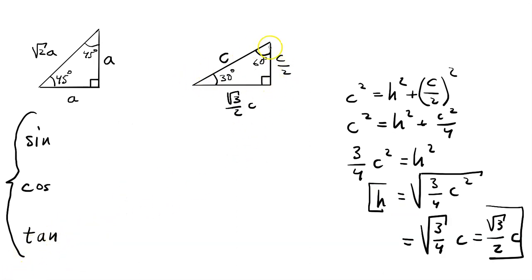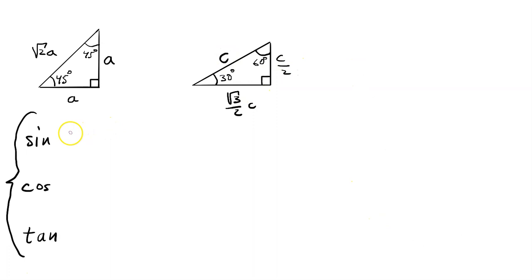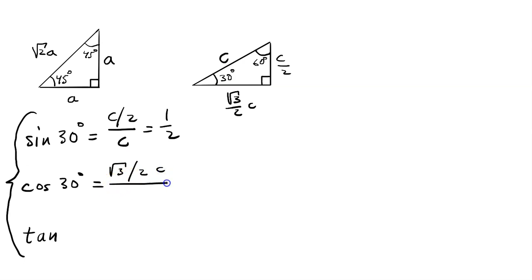Okay, so we have this triangle with these sides followed from here. Then we can calculate, for example, sine of 30 degrees. That's equal to this divided by this. So C half divided by C, and that's just a half. So sine 30 degrees is a half. Cosine 30 degrees is this divided by this. So this is just square root of 3 divided by 2.